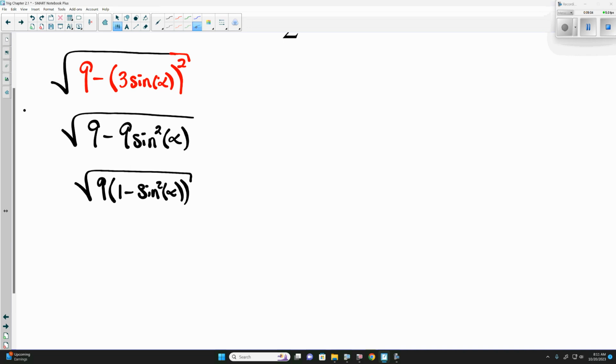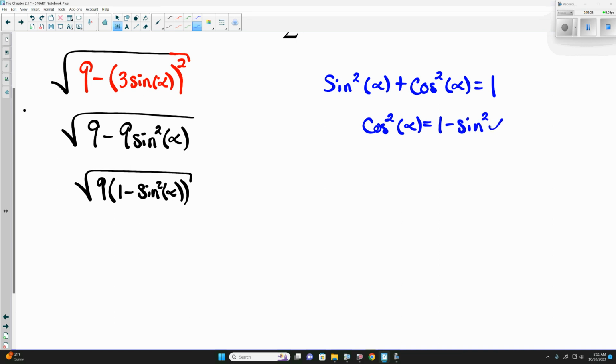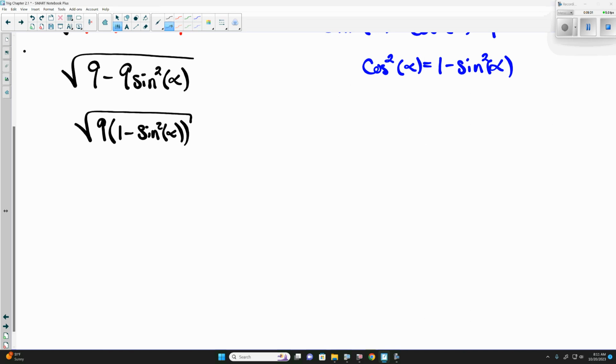Now, according to Pythagorean identities, sine squared of alpha plus cosine squared of alpha is equal to 1. If we wanted to solve this for cosine, we would subtract sine squared from both sides, telling us cosine squared of alpha is equal to 1 minus sine squared of alpha. Well, that is kind of helpful because we do have 1 minus sine squared of alpha, so we can replace it with cosine squared of alpha.